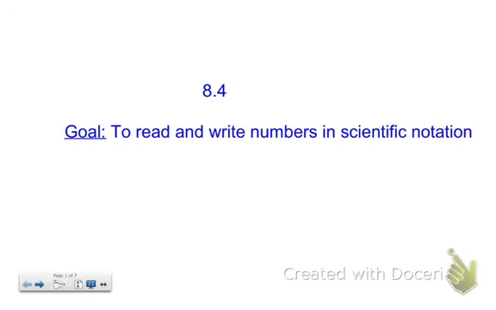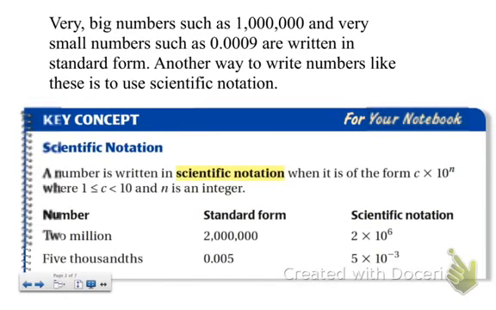Okay, this is the last section in this chapter, 8.4, and we're going to read and write numbers in scientific notation. So, very big numbers, like 1 million for example, and very small numbers, such as 0.0009, are written in standard form. So when we see them that way, that's the standard form for writing those numbers.